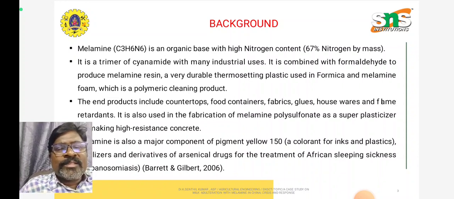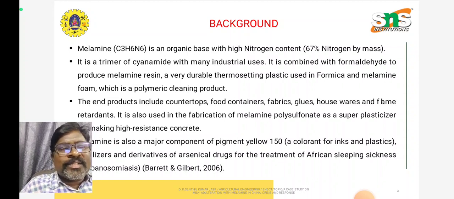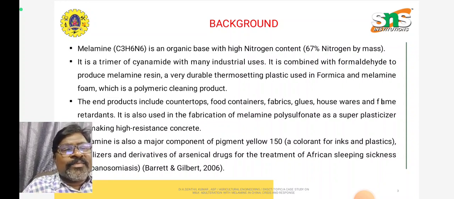So melamine, that is C3H6N6, is an organic base with high nitrogen content, nearly 67% nitrogen by mass. It is a trimer of cyanamide with many industrial uses. It is combined with formaldehyde to produce melamine resin, a very durable thermosetting resin used in Formica and melamine foam, which is a polymeric cleaning product.